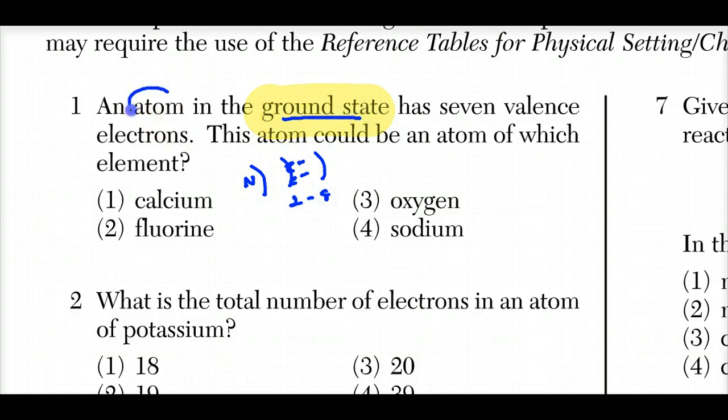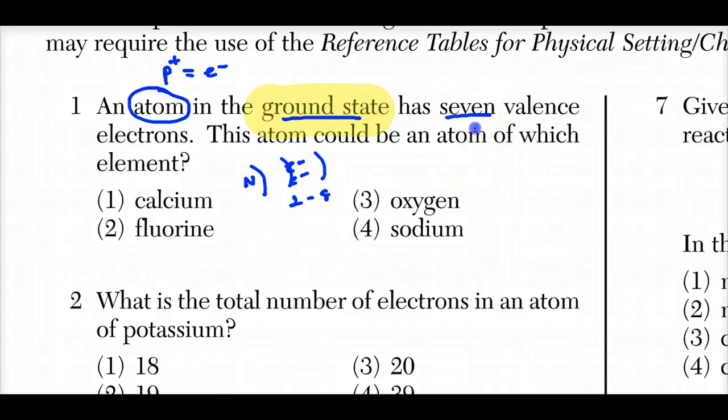They said the word atom, which means neutral, where protons always equal electrons. And 7 valence electrons, these are 7 electrons outside of the filled energy level. So we're looking for 7 valence electrons. It's an atom in the ground state. They had to say that it was an atom, not an ion. They had to say it filled in order. So now we're just looking for an atom with 7 valence electrons.